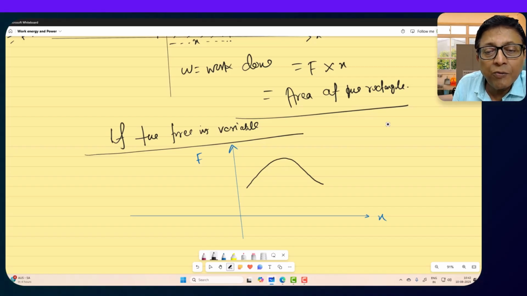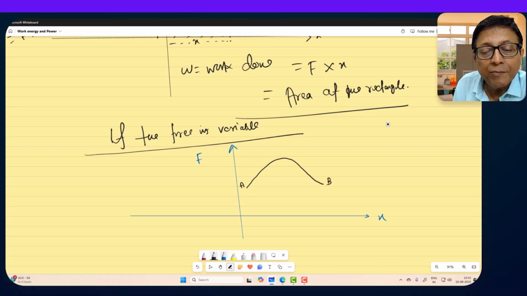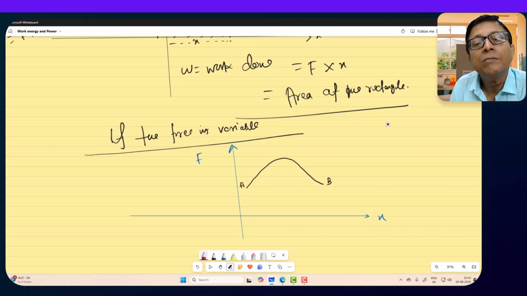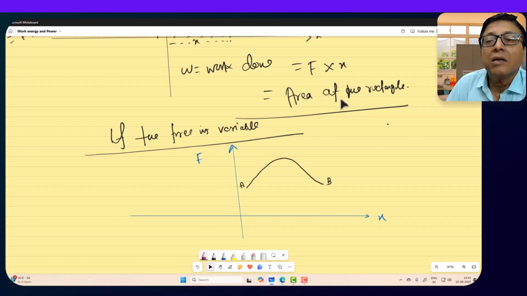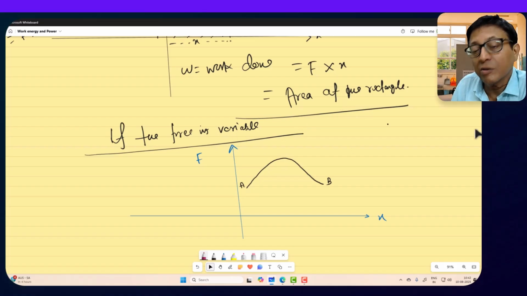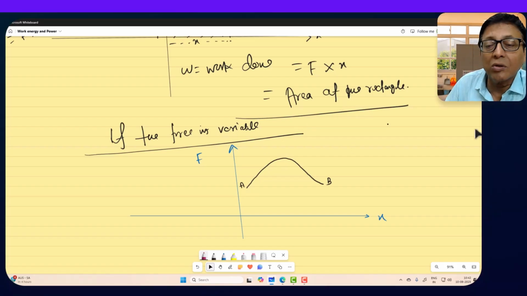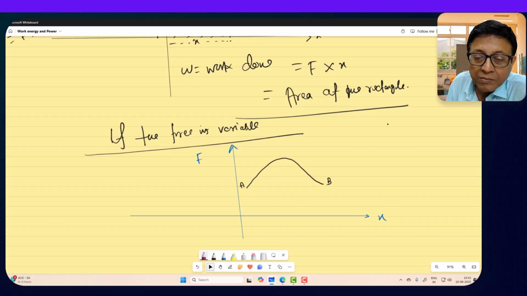How do you account for work done in this case? A to B. Force is changing, it goes to some maximum value, then it is decreasing. This time I will be using the concept of integration as well as the graphical presentation. We are doing it graphically, as we did for constant force.